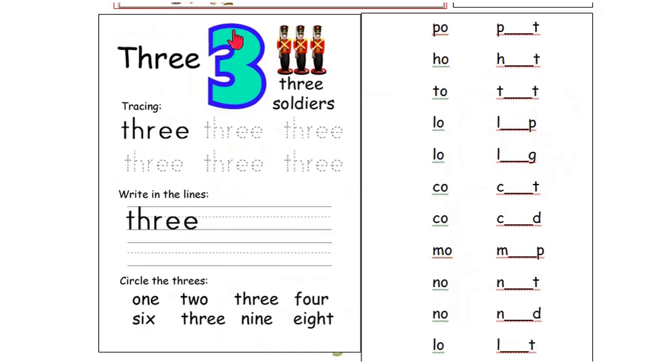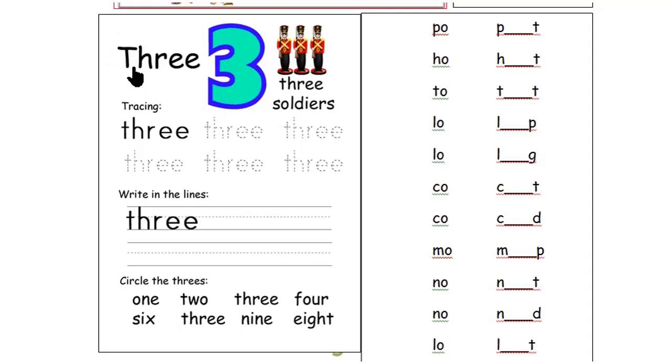Okay, now see this number, children. What is this number? 3. Show me 3 fingers. Very good. 1, 2, 3. Show me 3 fingers again. 1, 2, 3. 3 fingers. 3. Very good. Now see how to write 3.